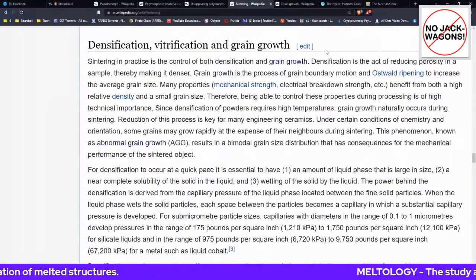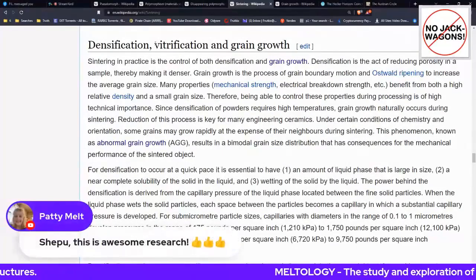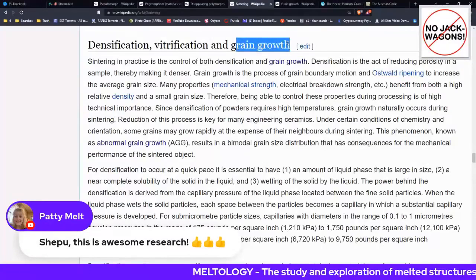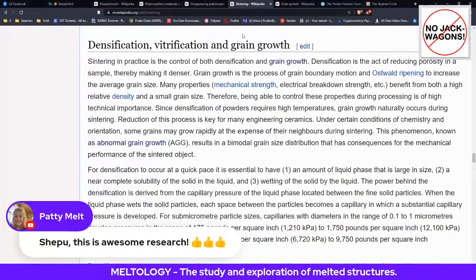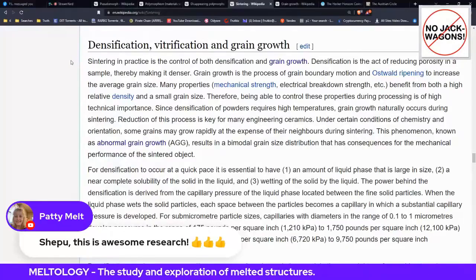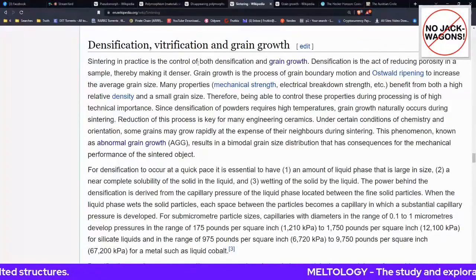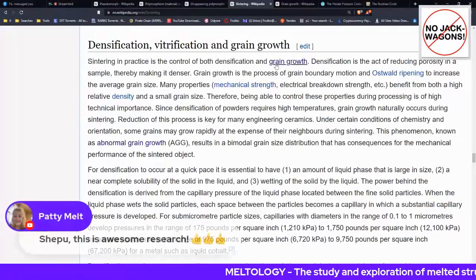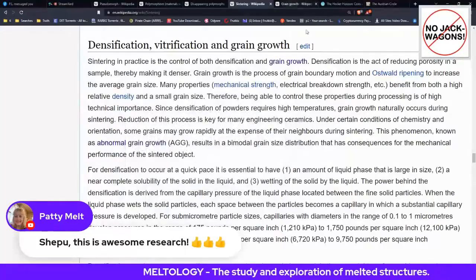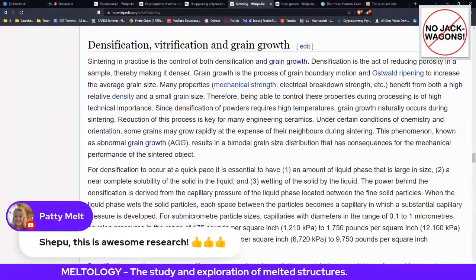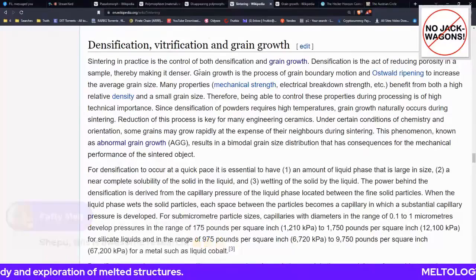So this is where it gets interesting, with the densification, vitrification, and grain growth. This is boom, baby. Let's do it. The grain growth. You had me at vitrification. Yes. So this sintering process is used to control both the densification and grain growth, and I'll get to the grain growth after this, because it's really interesting, and it explains a lot of things too.